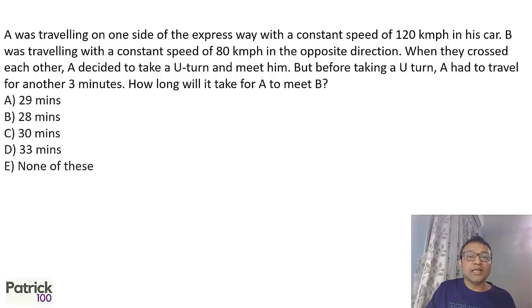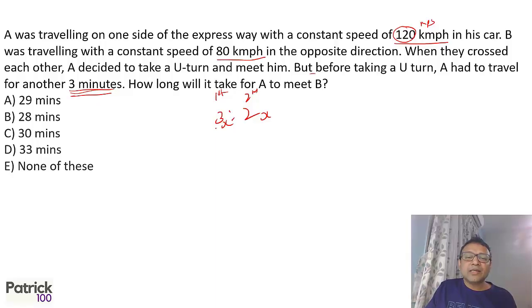Anyway, next. A was traveling on one side of an expressway at a constant speed of 120 km per hour. B was traveling at a constant speed of 80 km per hour. A decided to take a U-turn and meet him. But before taking the U-turn, A had traveled 3 minutes. Just for comfort's sake, the ratio of the speed is 3:2. Let's say 3x and 2x.